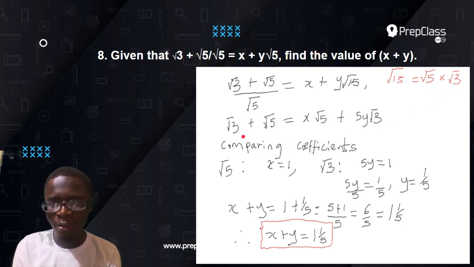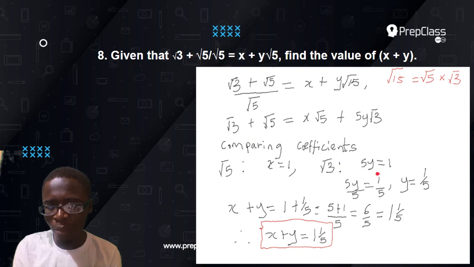As you can see, if we have this root 3 plus root 5 to be equivalent to x root 5 plus 5y root 3, it simply means that when we're looking at coefficient of root 5, anything that I see here is the same thing that I have here. So this x is actually equal to 1. Then by the time I make similar comparison between root 3 and this other 5y root 3, you discover that the coefficient of root 3 here, which is 5y, is actually equivalent to 1 here. So this is what we have.